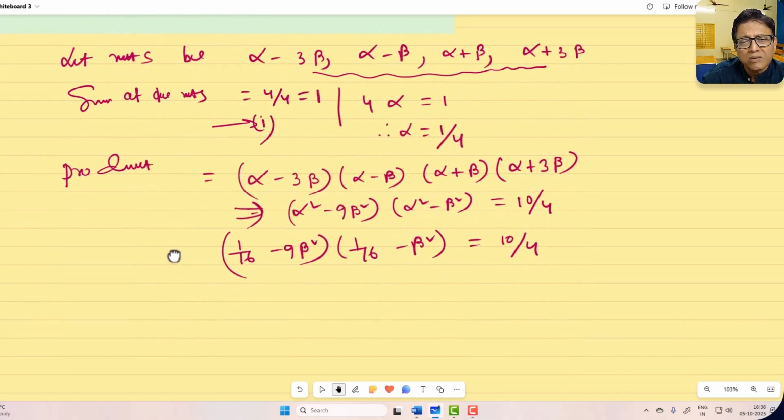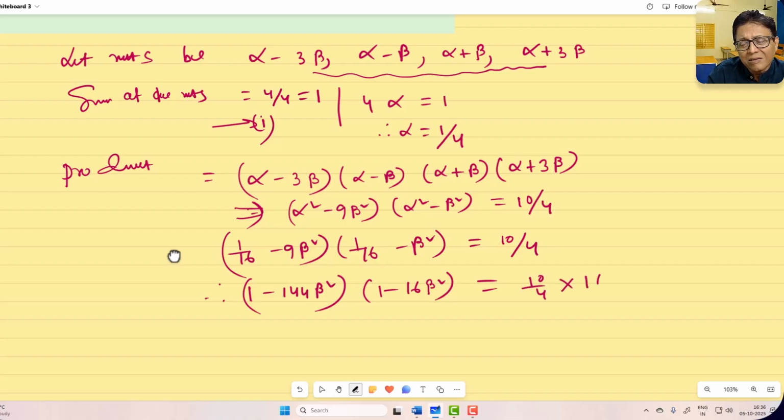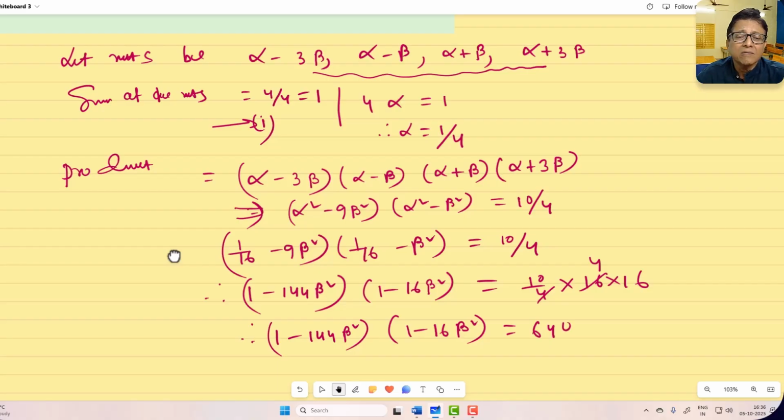Ten by 4, therefore 1 minus 144 beta square. Cross multiply 10 by 4, so 1 minus 144 beta square is equal to 640. Don't solve, think.